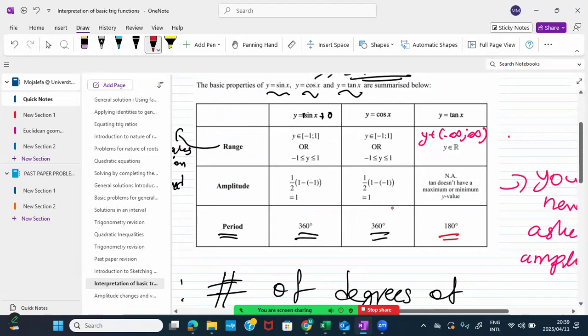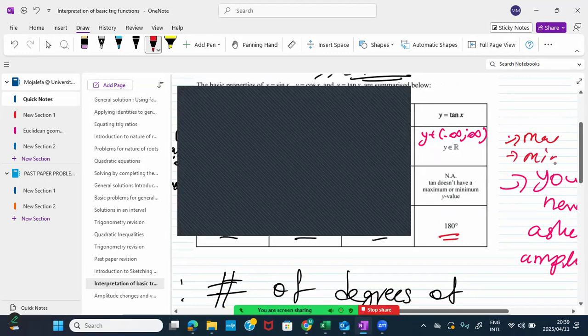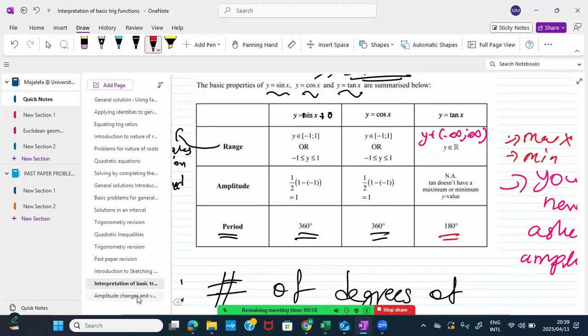So remember that for tan x, you will never be asked to calculate the amplitude, and you will also never be asked to give the max or min. You will never be asked.